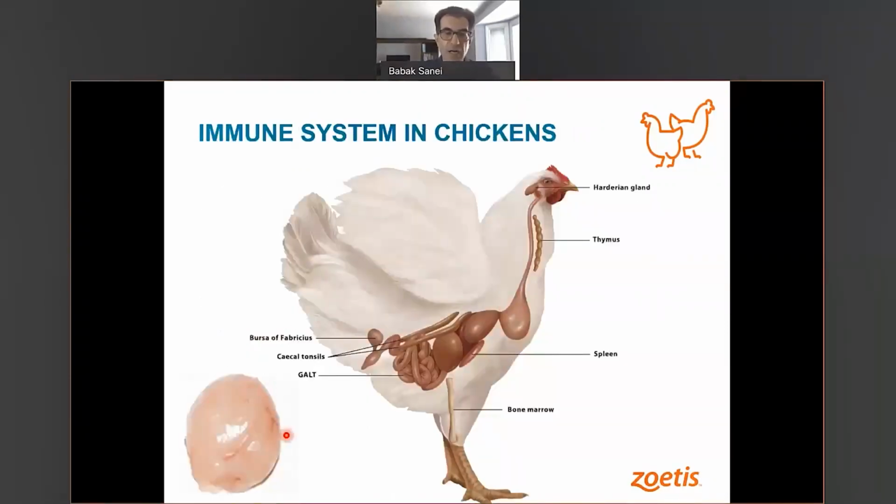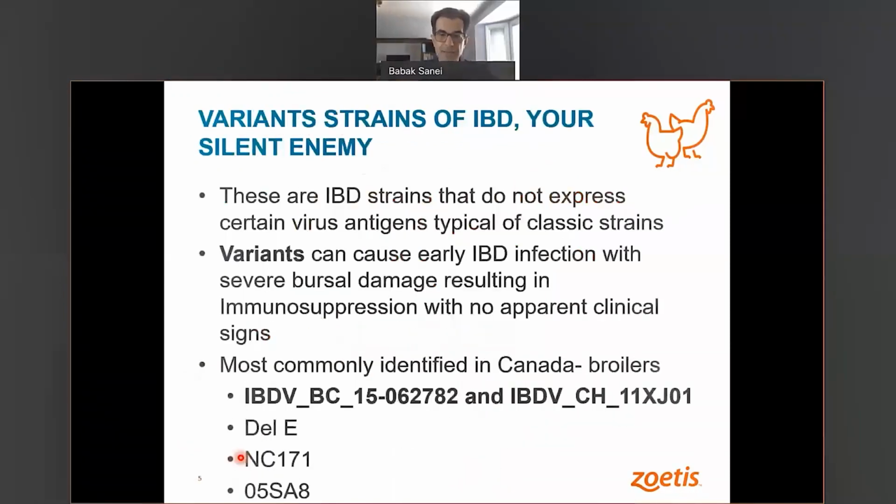Basically, this organ here, at the end of the bird, is the organ that is affected by the variant strain. So in a normal bird, it has a certain size. In affected birds, it becomes atrophied, it becomes smaller. Most commonly identified in Canada.